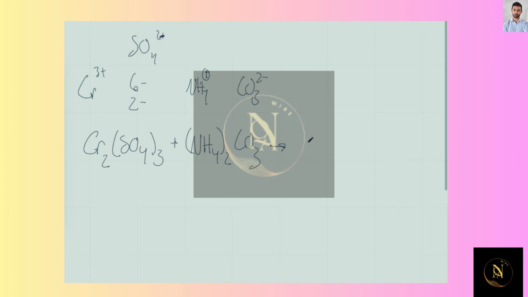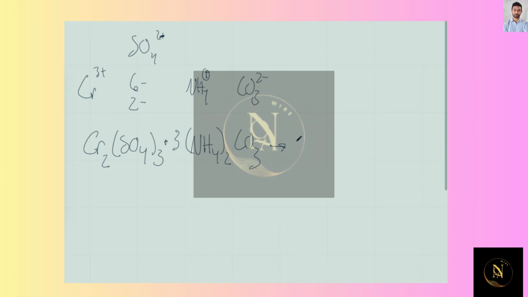We're going to need 6, right? So to balance this, we're going to need 6 ammoniums total. So if it's NH4, we're going to need 6 of them. This totals 6 plus, and this totals 6 minus. Okay, so 3 carbonates. If we have 6 ammoniums, how many carbonates are we going to have? Well, we're going to have 3 of them, right?